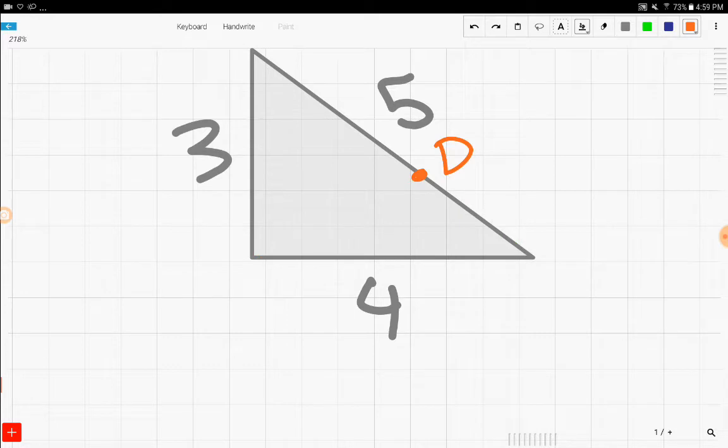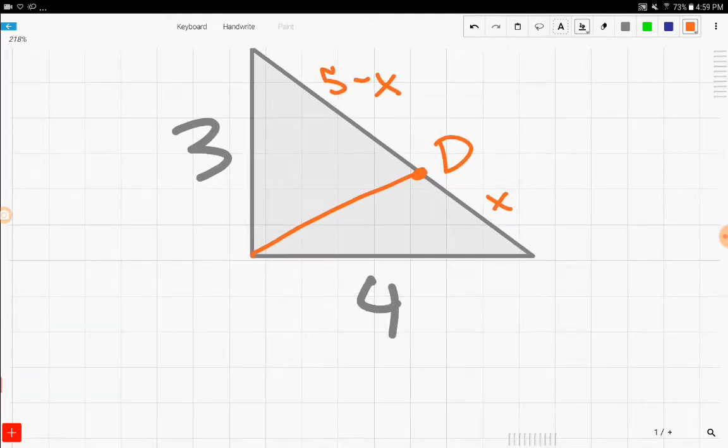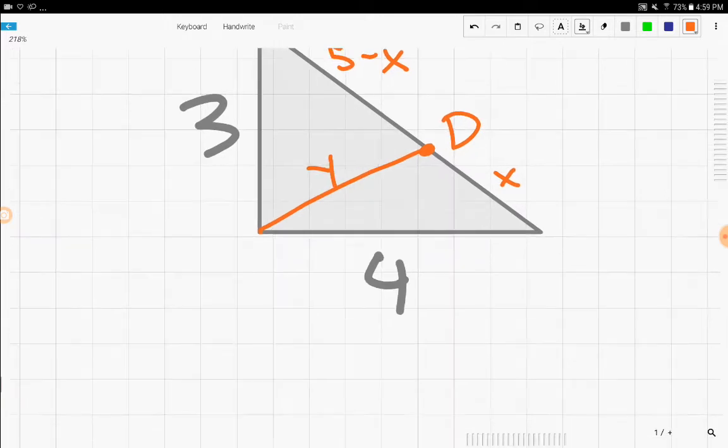And let's just redraw that. So that's actually going to be pretty hard, but let's first assign some variables before we start worrying and panicking. So let's just call this x, and since this is x, this has to be 5 minus x, because 5 minus x plus x has to be 5. From here on, we can call this length y, because we don't know what it is.